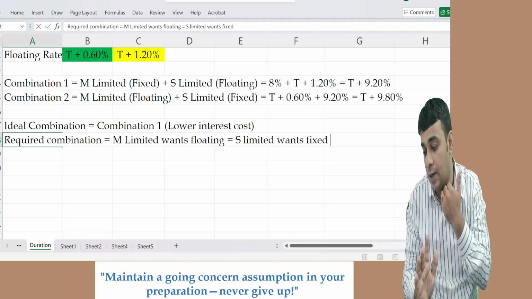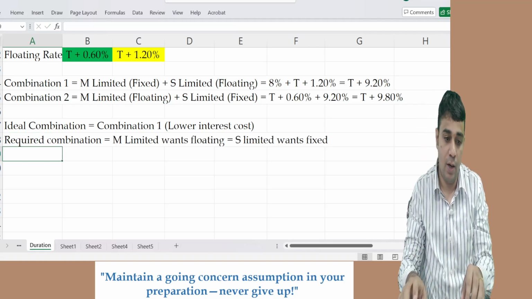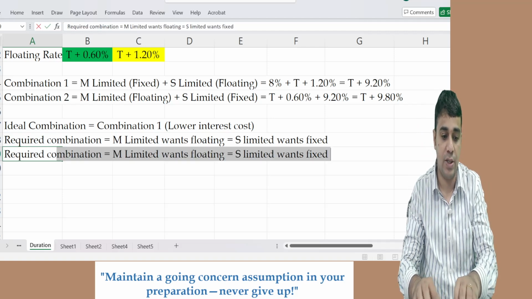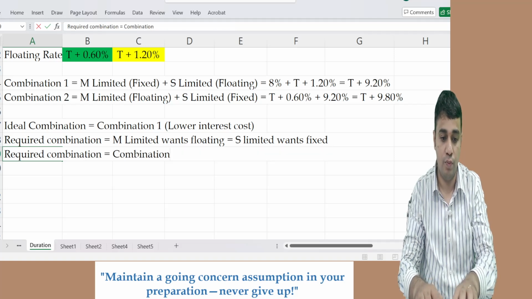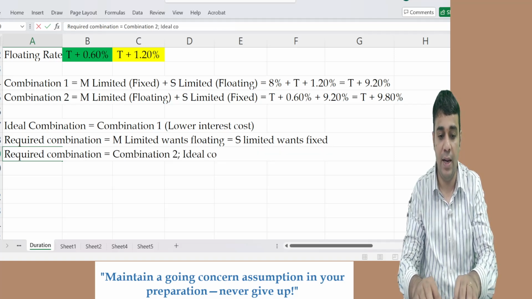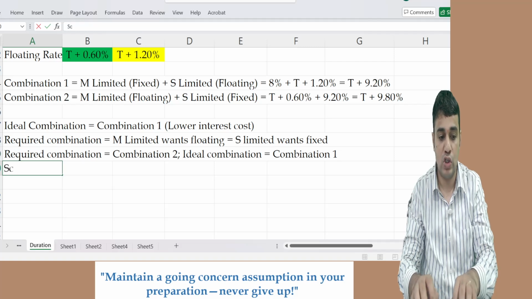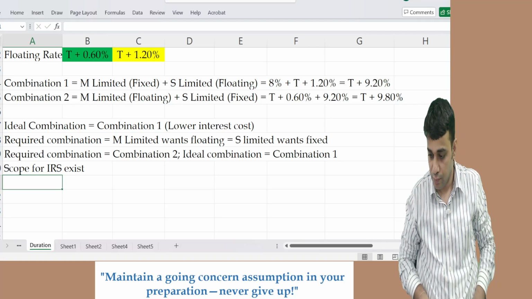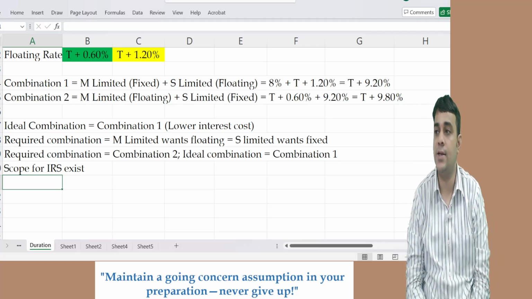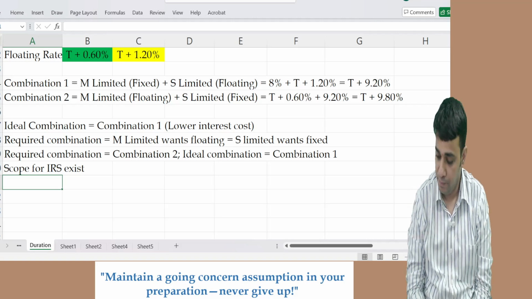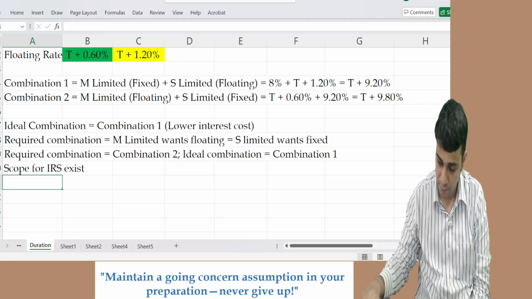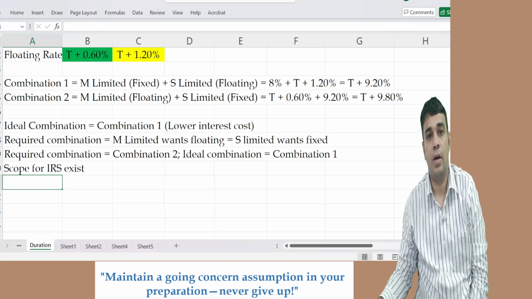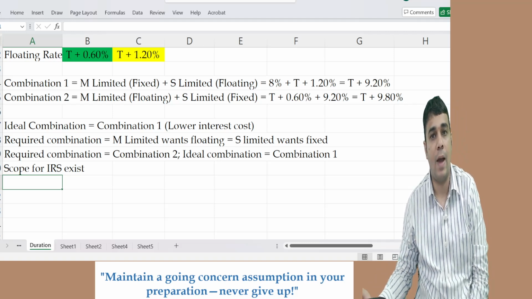So S Limited wants fixed. Now, required combination, combination 2. Ideal combination, combination 1. Scope for IRS exists. Scope for interest rate swap exists.